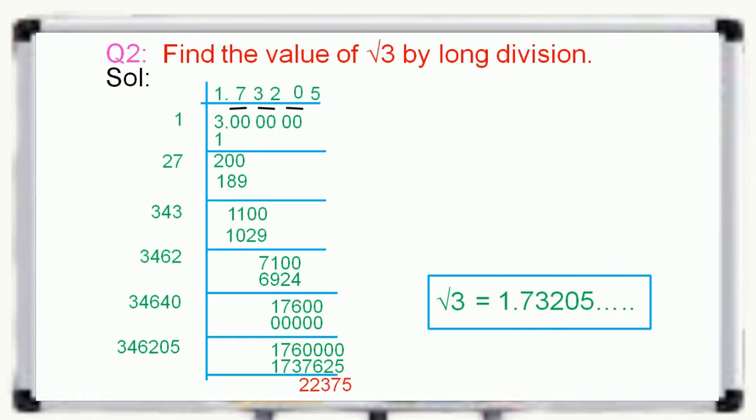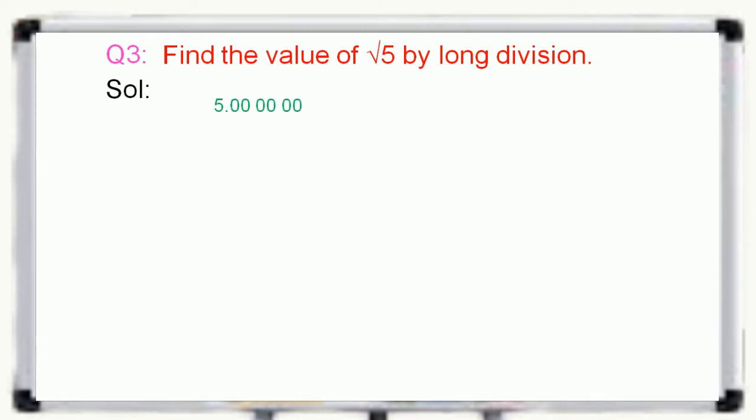Here is another example. Find the value of square root of 5 by long division method. Already you know the rules of long division. First you have to write 5.0000 as dividend. You have to put bars on the pairs of zeros. Now take divisor and quotient as the same number. So here you have to take 2, because 2 as divisor, 2 as quotient. 2 into 2 is equal to 4. If you take 3 into 3 is equal to 9, that is greater than the dividend. So you have to take 2 into 2, that is 4.